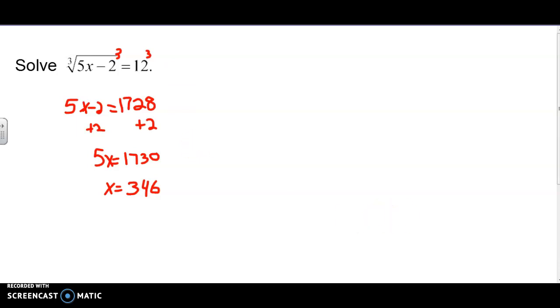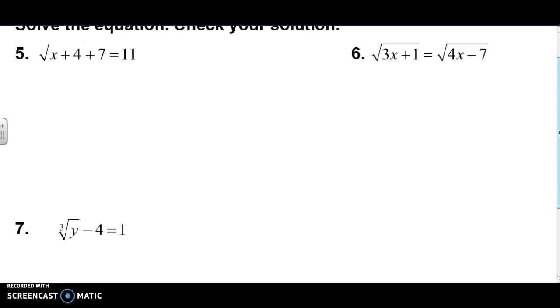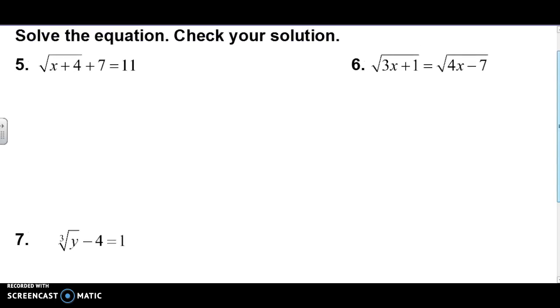So if you're all set for these, if you could just go on to this screen here and try these 3 out, pause your screen, and when you're all set, press play and you will see the answers come up on the screen.